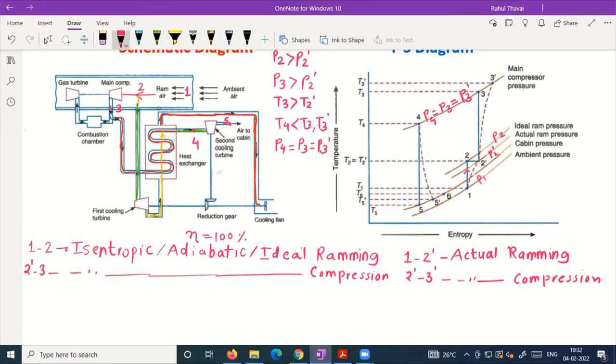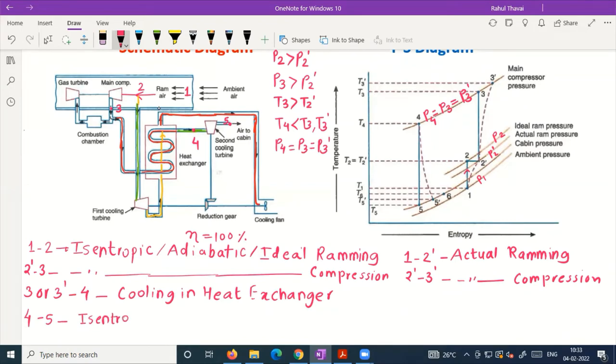I will also mention this process, 3-4. Let me write this down: 3-4 is nothing but cooling in the heat exchanger. Now what about 4-5? It is nothing but isentropic, also known as adiabatic, or an ideal expansion.